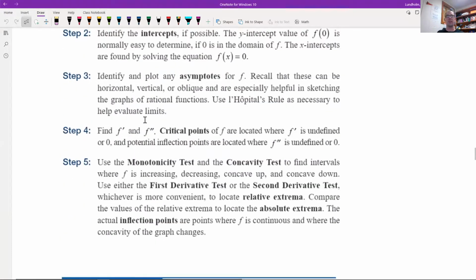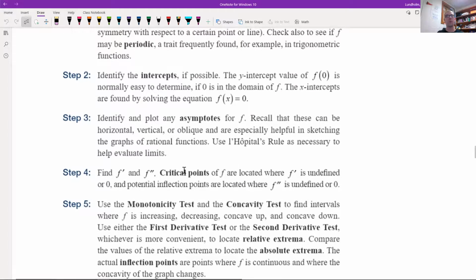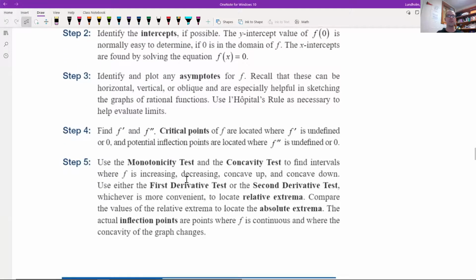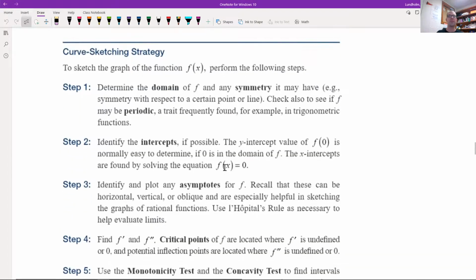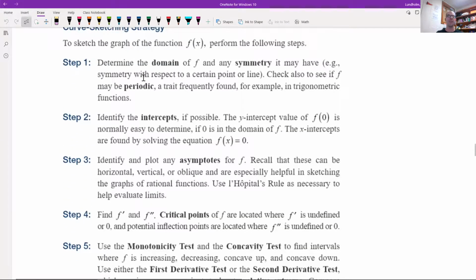We're going to eventually find critical points and think about intervals of increasing or decreasing, or concave up or concave down, using those first derivative, second derivative tests. We'd be thinking about relative extrema, inflection points, all that good stuff eventually. But in order to get a nice curve sketch, there are some other things that you can consider, like the domain, any symmetry that the function might have. Think about whether it's periodic, and then that would factor into sketching it.